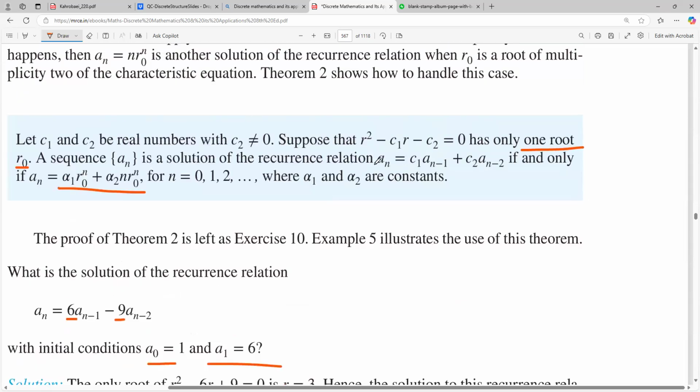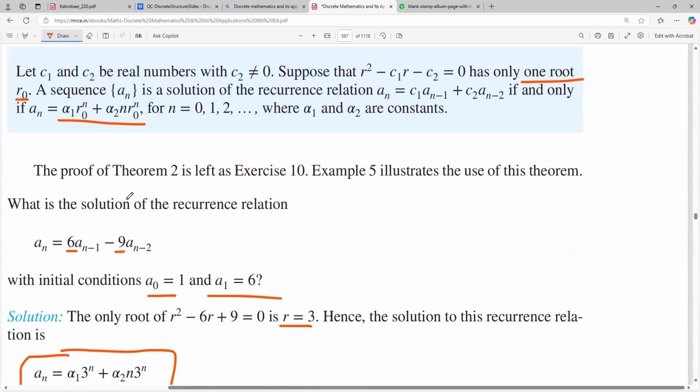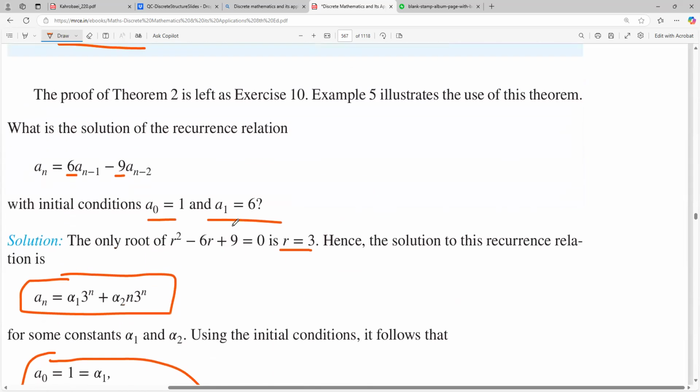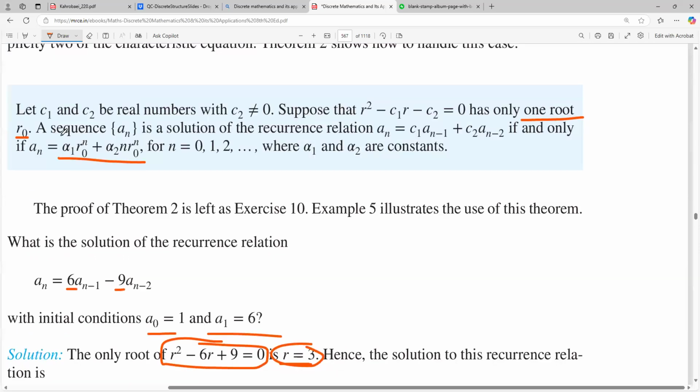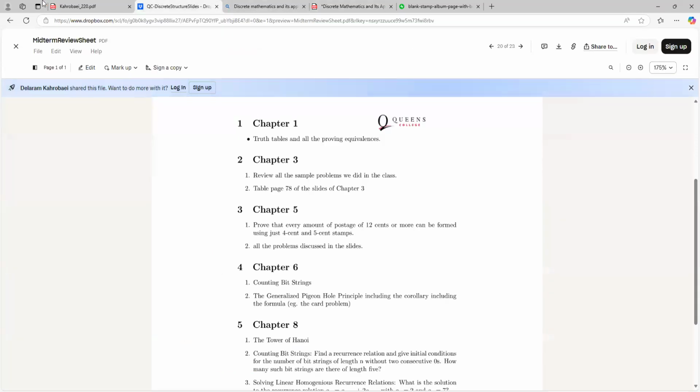So it's a similar process, but if there's only one root from our characteristic equation, which is this, we get one root. Instead of using the other formula we used before, we use this formula: alpha 1 times r to the n plus alpha 2 n times r to the n. Okay. Any questions about that? While I look for, where is it?